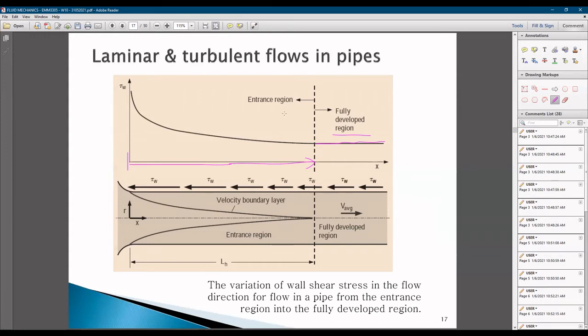Whereas in the entrance region, there are decreases, or changes, in the wall shear stress, as you can see from this plot. And down here is the cross section of that particular pipe.